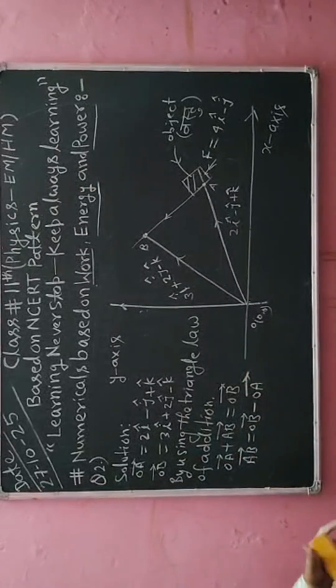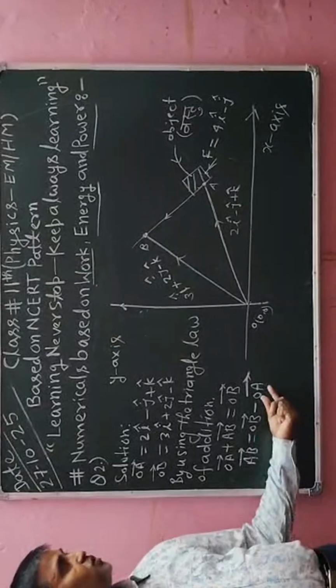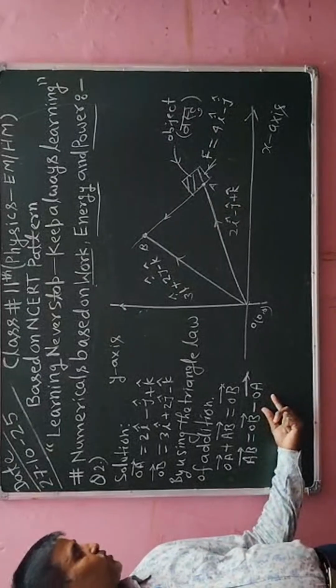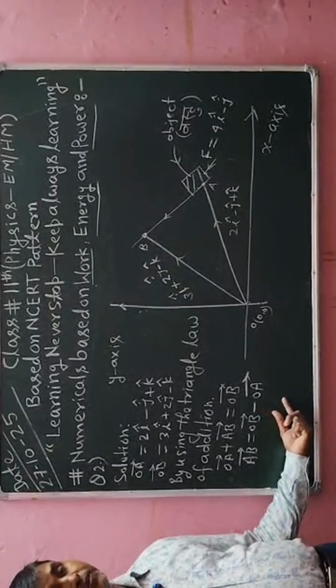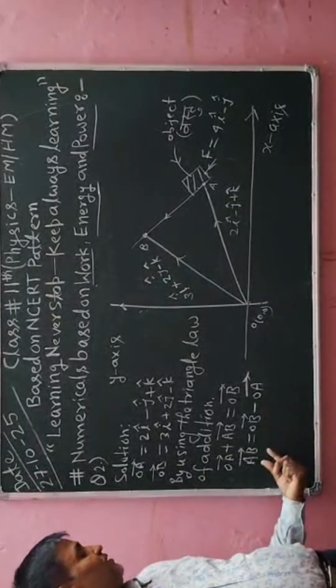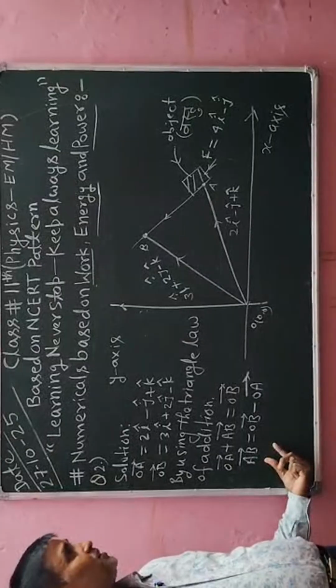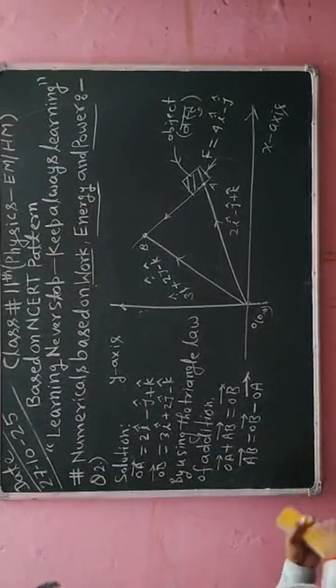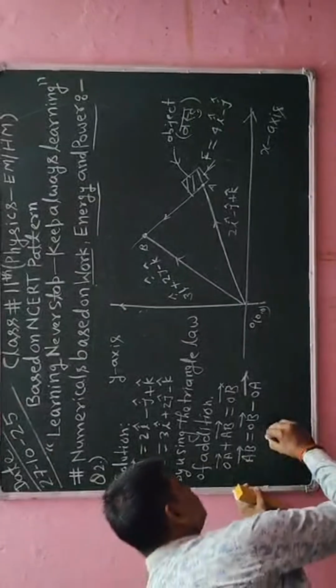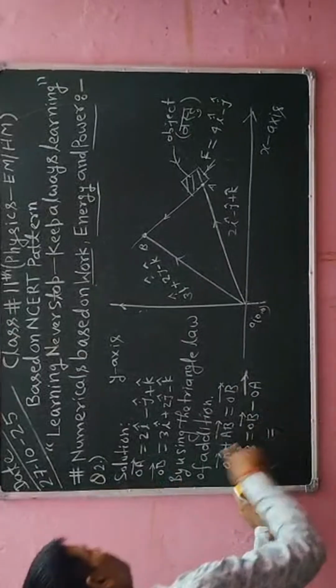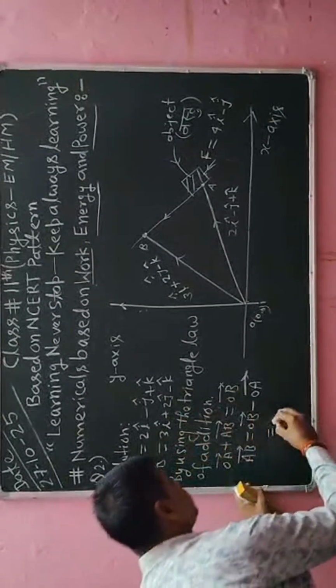Now further I will substitute the value of OB and also OA, and then after substituting I will simplify. After simplifying, I will get a vector, and that vector is the position vector, that is, the displacement vector. So AB is also known as the displacement vector. So the value of OB I have to substitute from here.